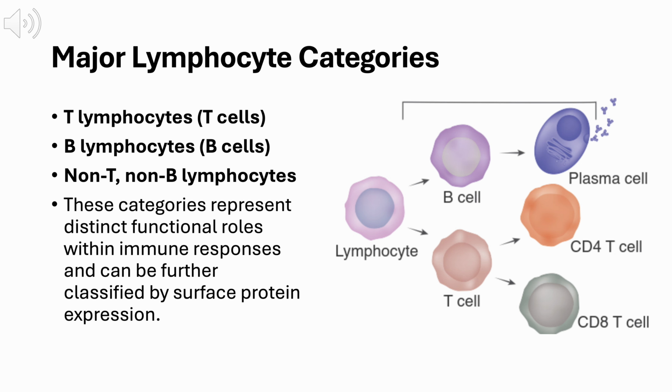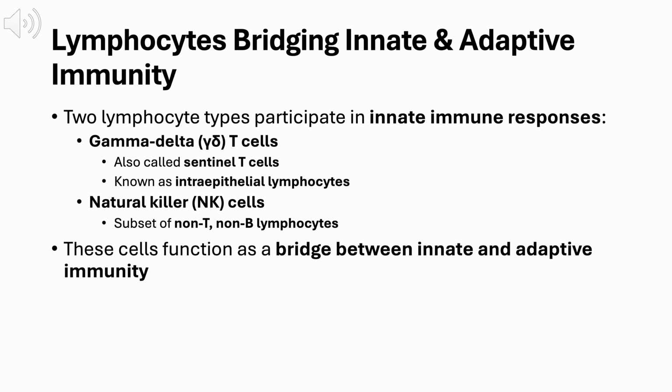Those markers are not merely labels. They reflect differences in how the cells recognize antigens, communicate with other immune cells, and carry out their effector functions. Although lymphocytes are generally associated with adaptive immunity, two lymphocyte populations also participate in rapid, innate-like responses. The first are gamma delta T cells, sometimes called sentinel T cells. These cells are commonly located within epithelial tissues, where they are also known as intraepithelial lymphocytes and can respond quickly to cellular stress or infection.